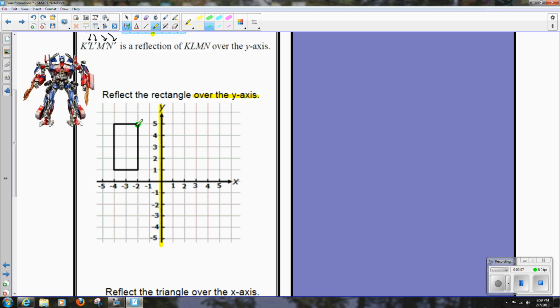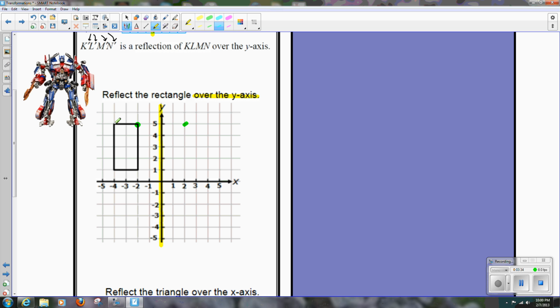So let's take this first point right here. And you see how this point is 2 units away from the line of reflection? We need it to reflect to the other side. And we need it to still be the same distance away. So it's 2 units from the line of reflection on the left side. We're going to move it over here so that it's 2 units from the line of reflection on the other side.